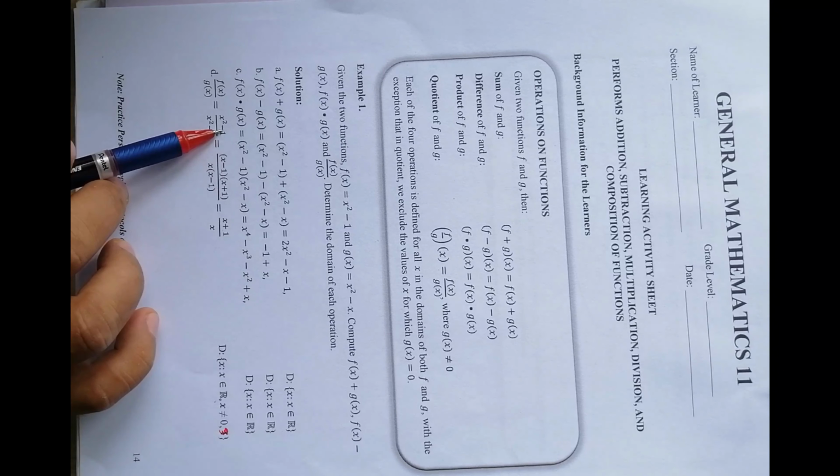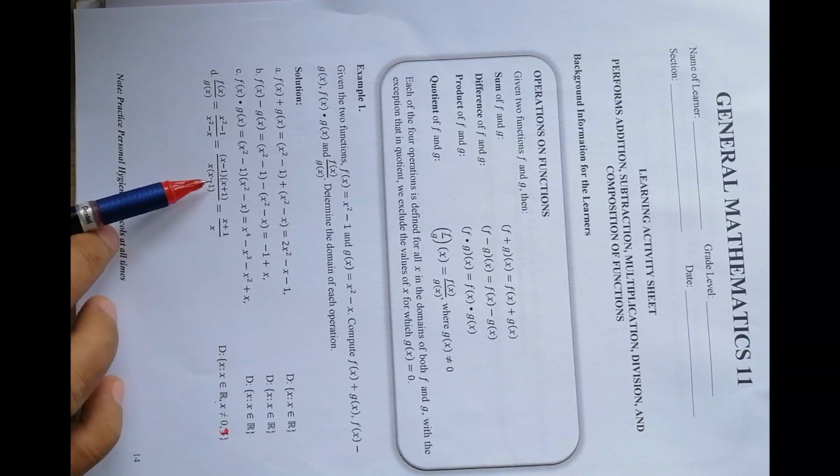And for the quotient, f of x divided by g of x, f of x is the same as x squared minus 1 divided by g of x, which is x squared minus x. We know for a fact that x squared minus 1 is the same as x minus 1 multiplied by x plus 1. And x squared minus x is the same as x multiplied by x minus 1. So x minus 1 will be cancelled out. x plus 1 divided by x will be the resulting function.